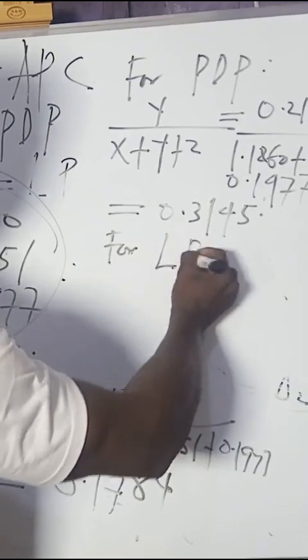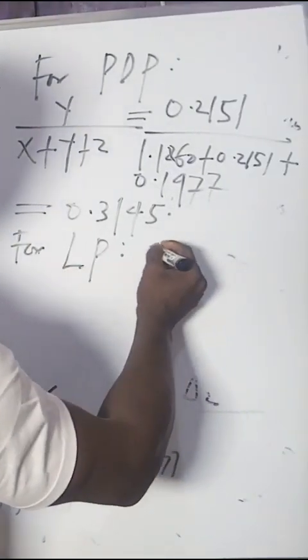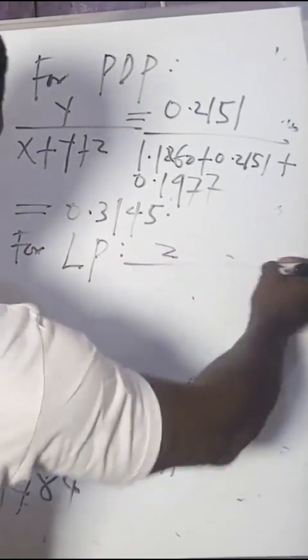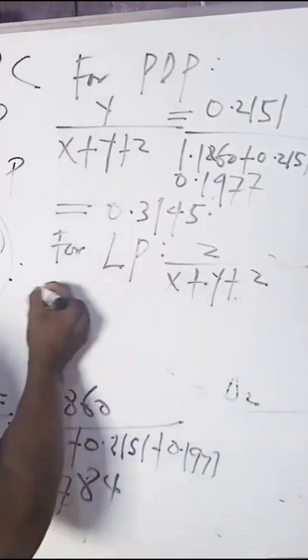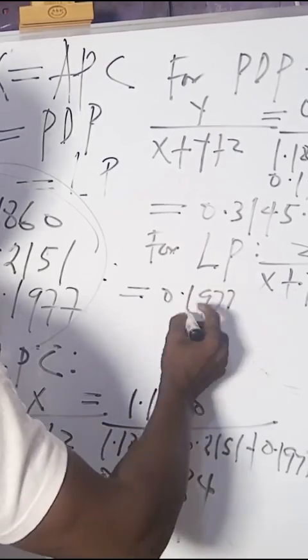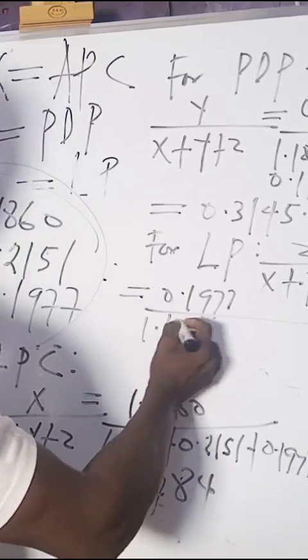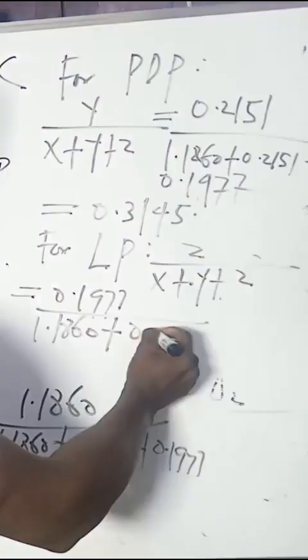Then for the Labour Party, that will give us z all over the total, x plus y plus z. So when you do that, z is 0.1977 all over 1.1860 plus, what is the next one?